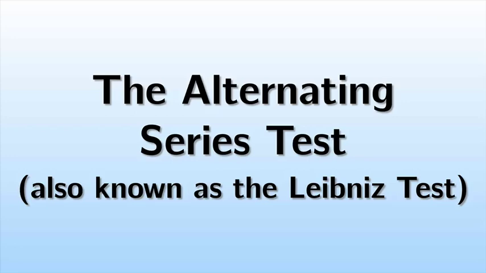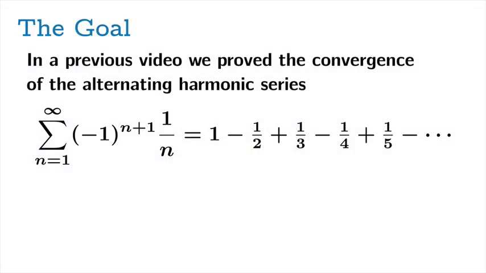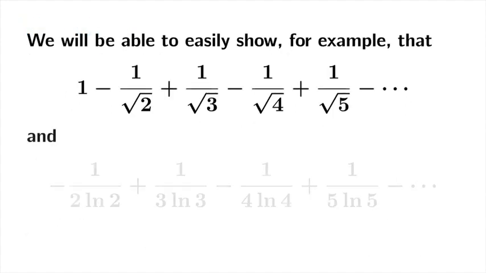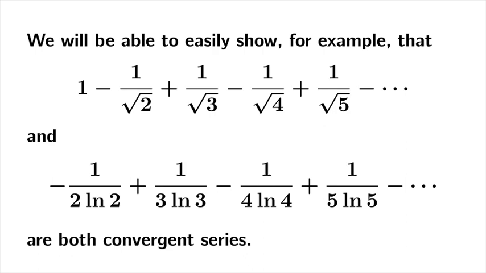Hey folks, today we're going to talk about the alternating series test, which is also known as the Leibniz test. In a previous video, we proved the convergence of the alternating harmonic series. And our goal is to adapt the method of that proof to cover a more general class of series whose terms alternate in sign. So we're going to be able to show, for example, that this series and this series here are both convergent series.